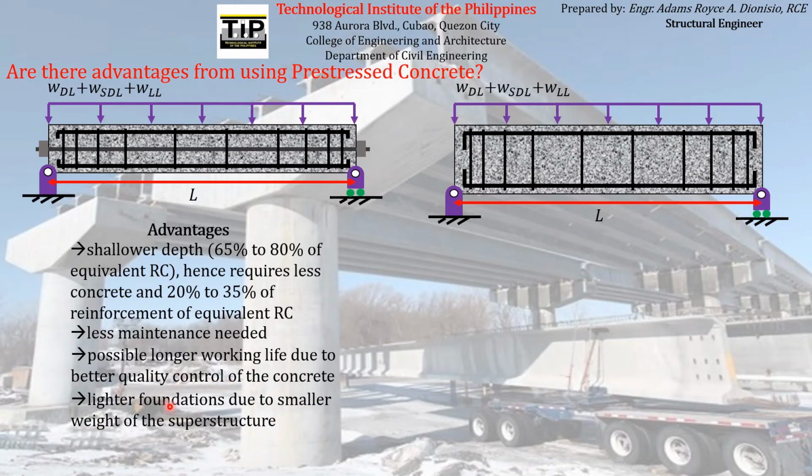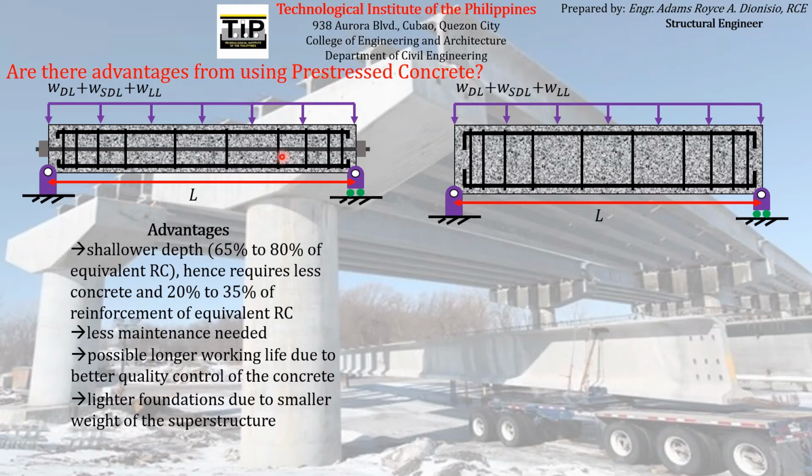And another advantage, actually at some point related to the first advantage, since prestressed concrete requires shallower depth, therefore it needs less volume of concrete and less reinforcement. The tendency is it will have a lighter weight compared to the equivalent reinforced concrete. So therefore, in terms of the foundations, since the members of the superstructure, meaning the parts of a building, for example, or a structure that is above the ground.